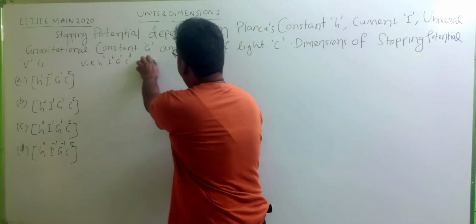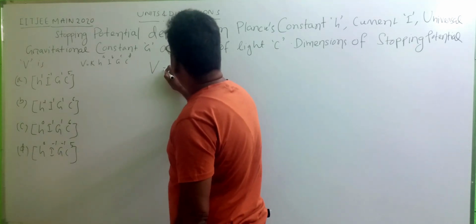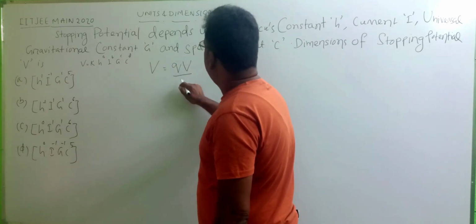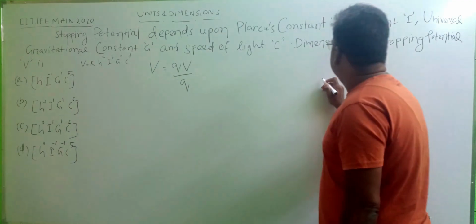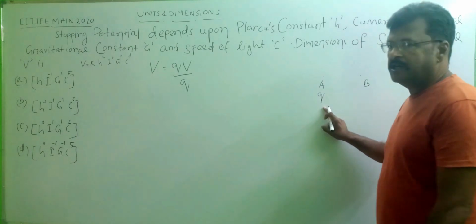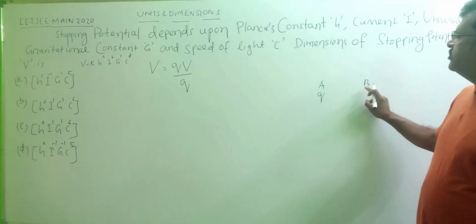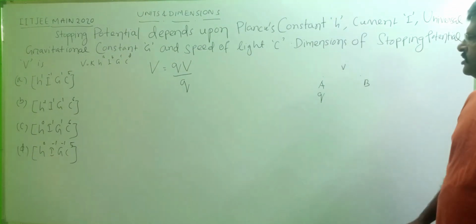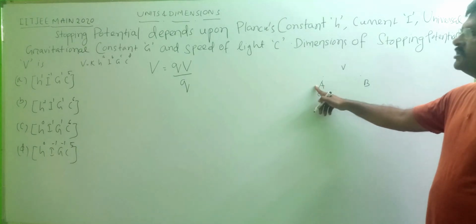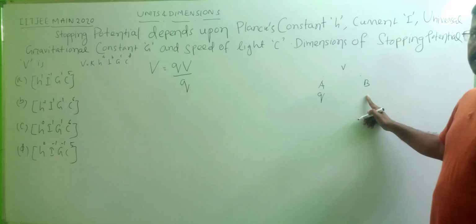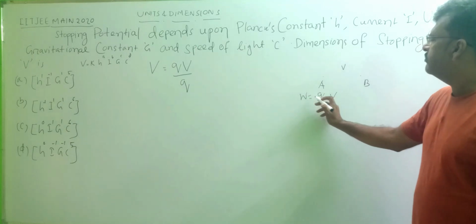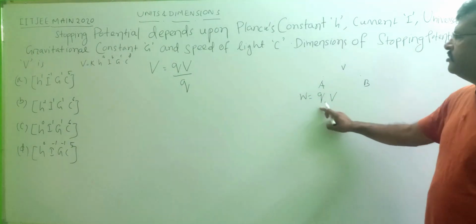V, students, V is potential difference, and this is equal to, we may multiply Q above and Q below. And what is QV, students? Suppose this is a point A, this is a point B, and suppose a charge Q is here, and the potential difference between B and A is V volts. Then, if we have to take this charge Q from the lower potential point A to the higher potential point B through this potential difference V, we have to do a work which is given by, students, charge into potential difference, or W is equal to QV.